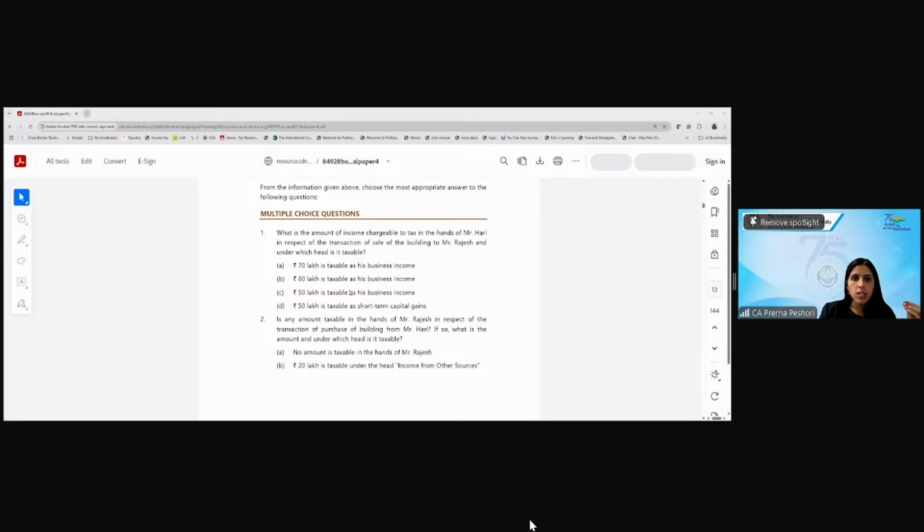So what is the question asking you? It is not from study mat, it is from the case scenario booklet. So what is the question asking you? What question is asked here? Is any amount taxable in the hands of Mr. Rajesh when he purchases the building? We just discussed this. So which provision is this question targeting? Let's identify that first.